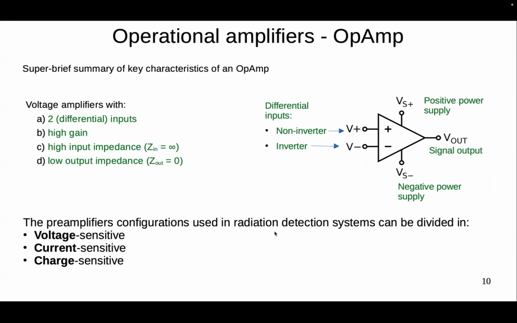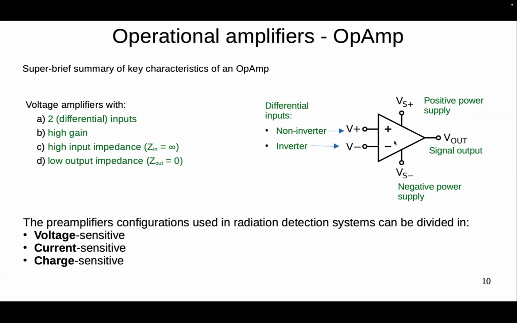Now, very general characteristics of operational amplifiers. These are key characteristics that we should know when we analyze different types of op-amp configurations. These are technical characteristics. We have two differential inputs, the non-inverting and inverting input. We should take care not to confuse non-inverting and inverting with negative or positive input. It's not the same. It's just inverting and non-inverting.